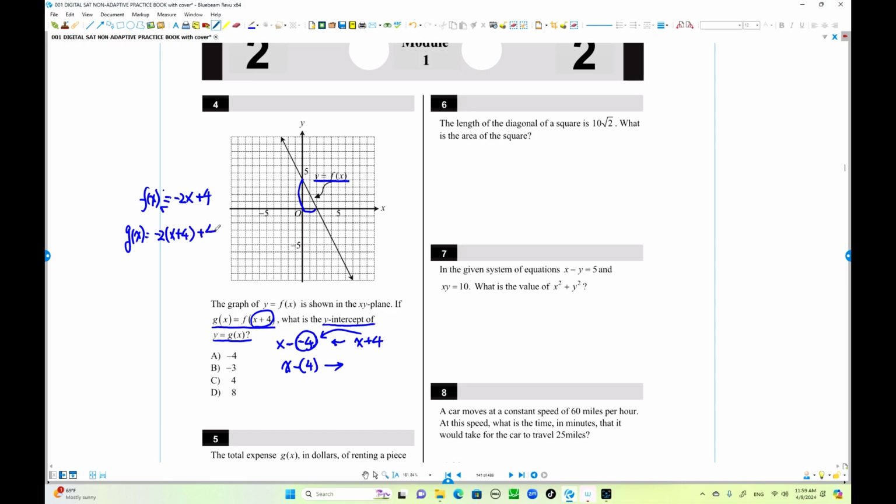Another 4 here. But this is not the y-intercept, because there is another constant there. Now we're going to express it in slope-intercept form. Negative 2x, negative 8, plus another positive 4 is negative 4. This is slope-intercept form, right? This number is the y-intercept. Negative 4 is the answer.